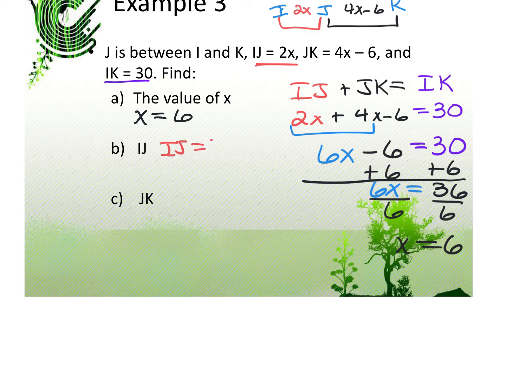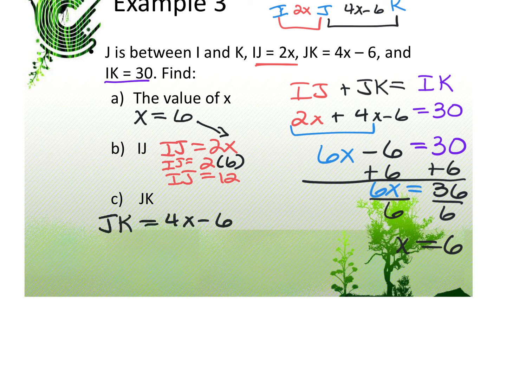Now to find the value of IJ, I was told it equals 2x. So I'm going to take what x equals, take out the x and replace it with a 6. So I'll do 2 times 6, and IJ equals 12. Same thing for JK. JK equals 4x minus 6. Again, replace the x with 6. Multiply. Subtract. And JK equals 18.